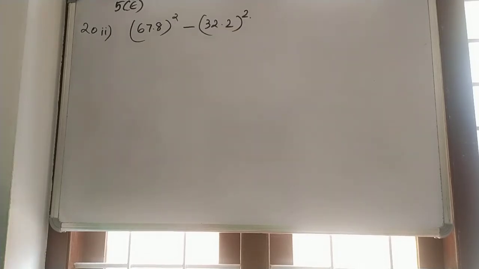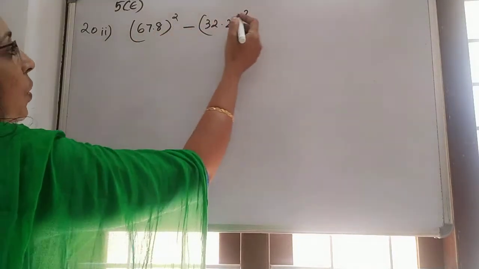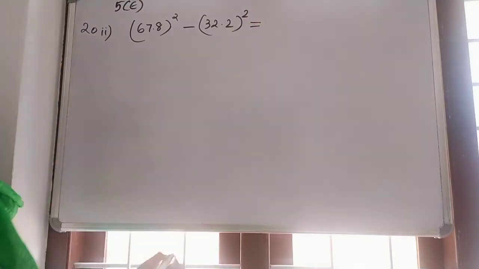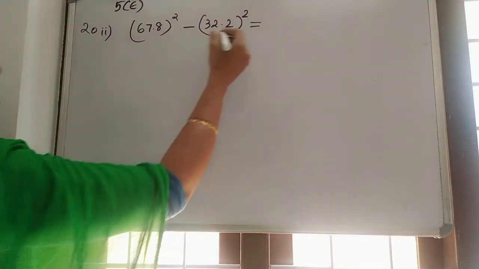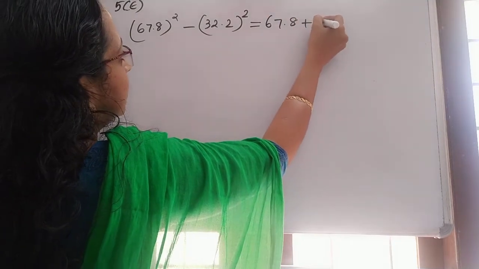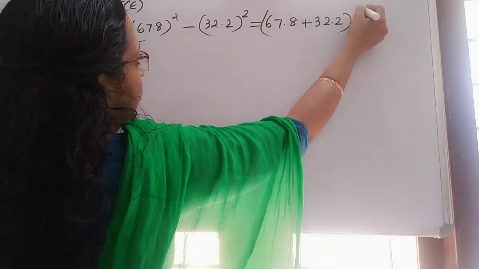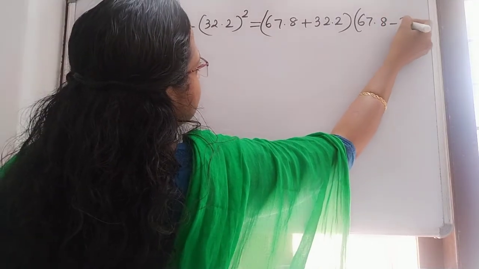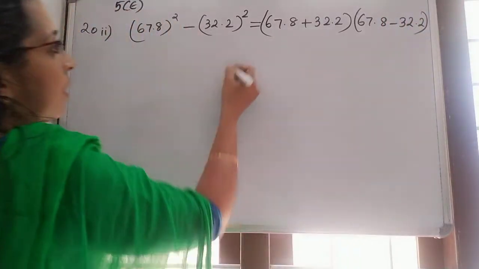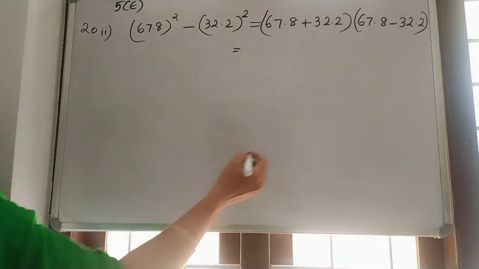Second question, 67.8 square minus 32.2 square. This is also in the form of a square minus b square. It is a plus b into a minus b, that you should write. Here a is equal to 67.8 and b is equal to 32.2. So 67.8 square minus 32.2 square is equal to, how can we write? 67.8 plus 32.2 into 67.8 minus 32.2. So how can we add that? Do in the working column.